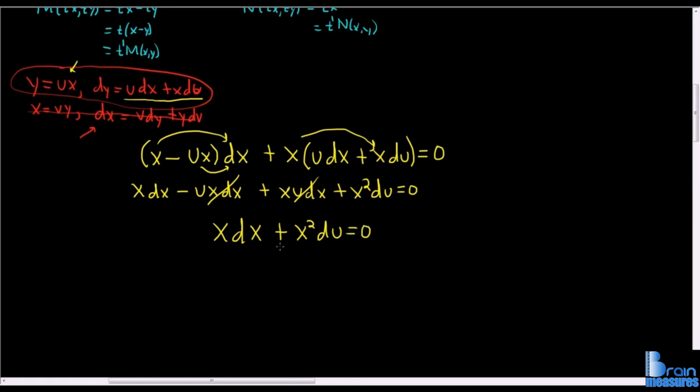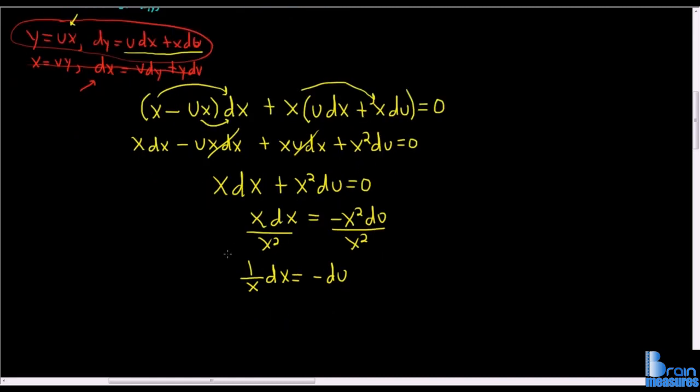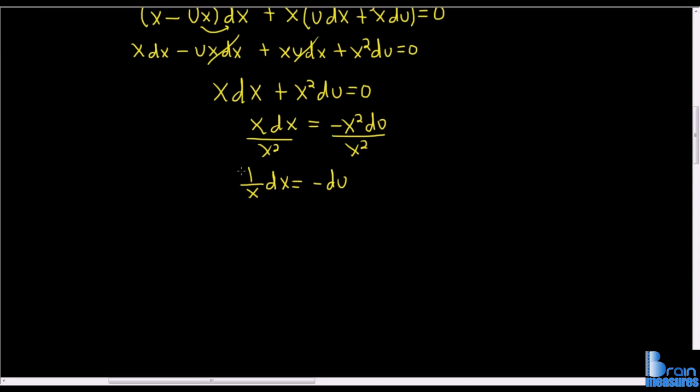Our differential equation should be separable. Let's go ahead and subtract the x squared. So we have x dx equals negative x squared du. Dividing both sides by x squared, I'll leave the negative over here on the right-hand side. We end up with 1 over x dx equals negative du, right? Because x over x squared is 1 over x. Now we can integrate both sides, and so we end up with the natural log of the absolute value of x equals negative u plus a constant which we'll call c.